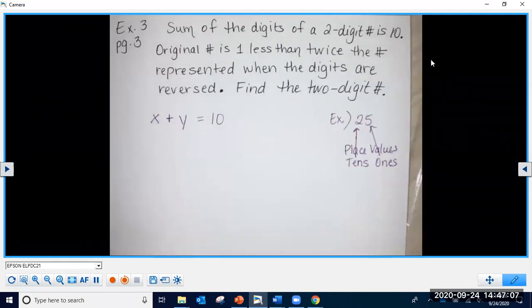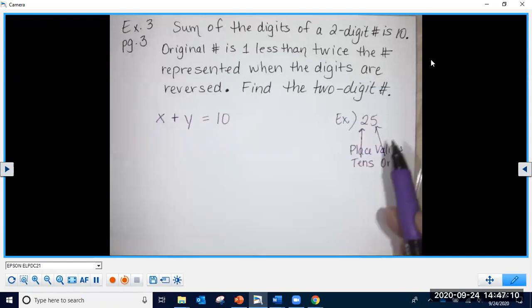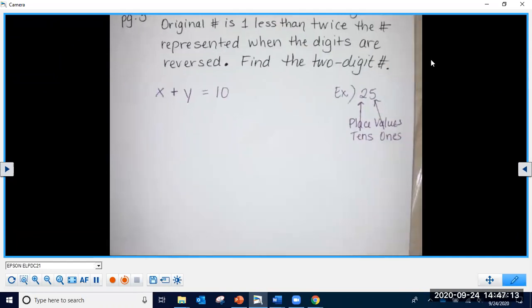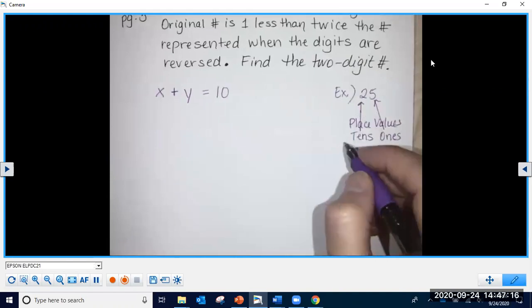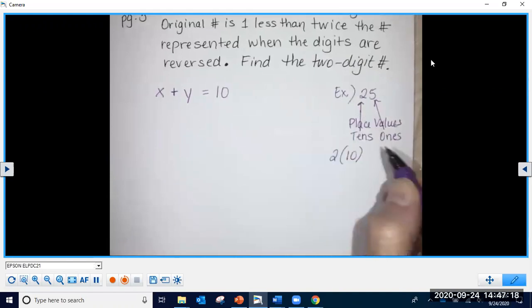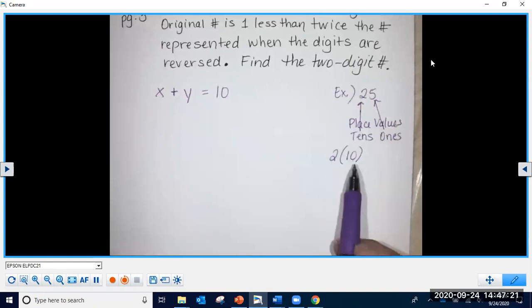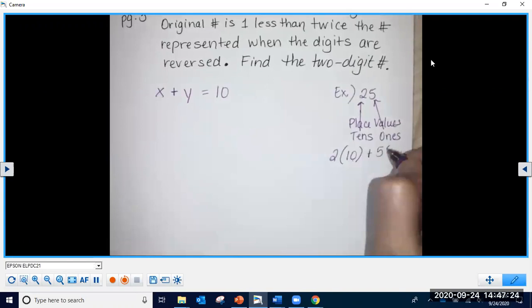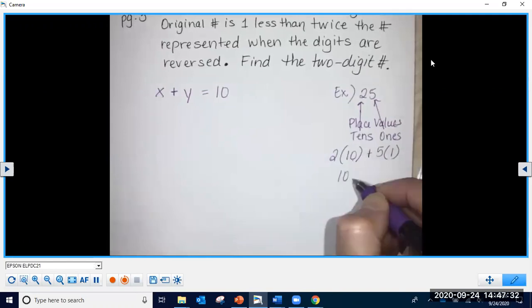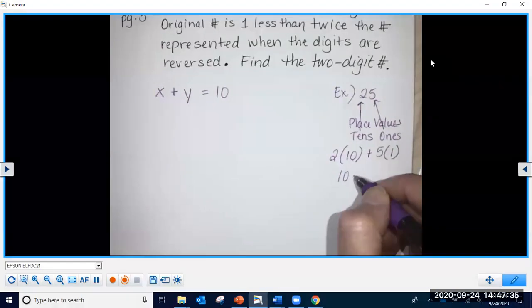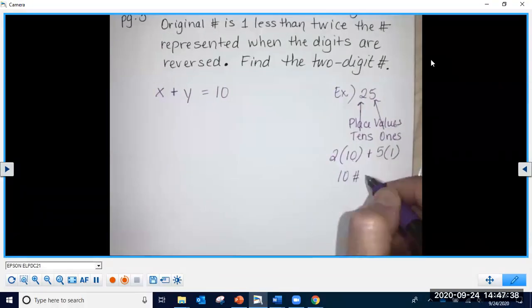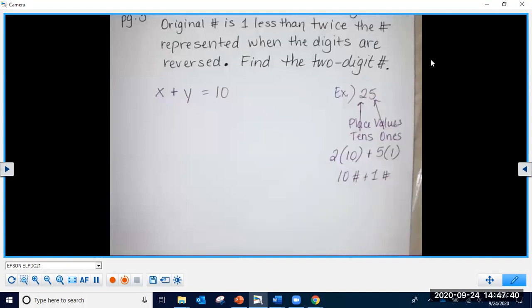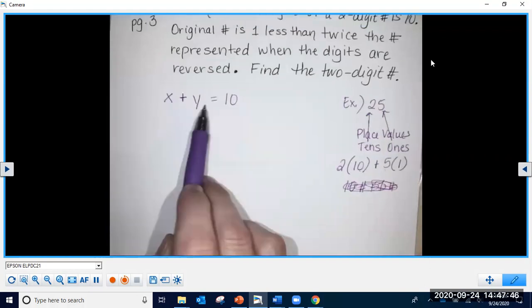Another thing, let me show you on the side how you could write 25 using that knowledge. You would actually say 2 times 10, because 2 is in the tens place, plus 5 times 1, because 5 is in the ones place. Or in other words, 10 times that place, or whatever that number is, plus 1 times whatever that number is. But we know each digit added gives us 10.